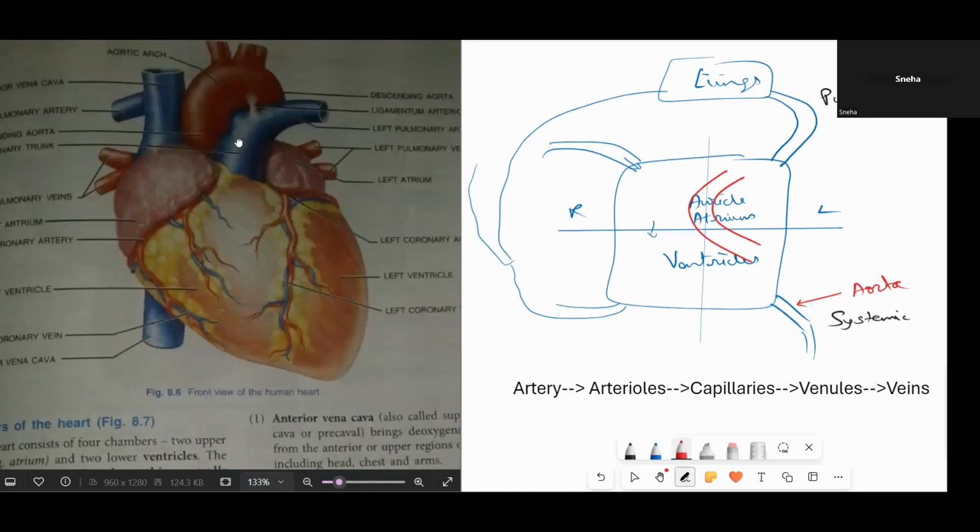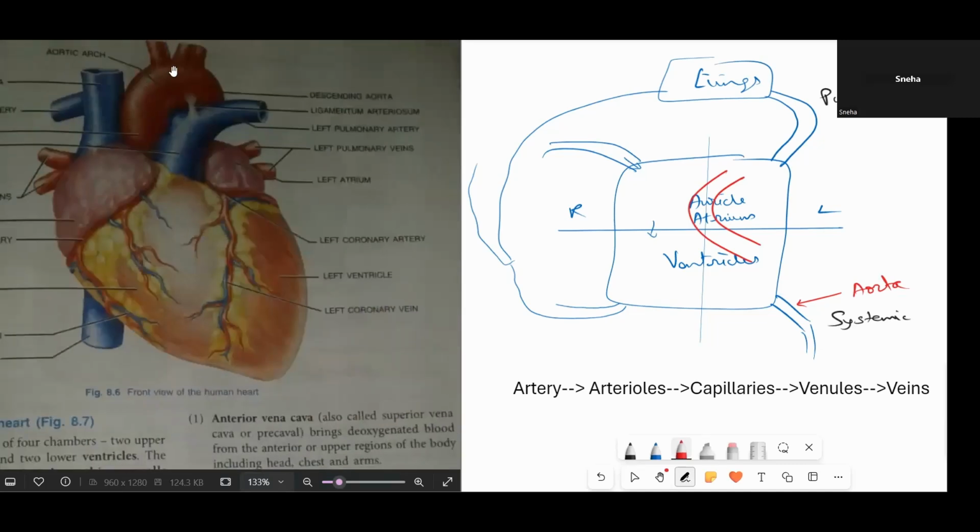Look at the artery. Where is it? Here, this red color one, that's the aorta. So it's coming out from the left ventricle, but it is going through like this and coming out from top. Okay, all right, anyway, so that's the aorta taking the blood away from the heart.